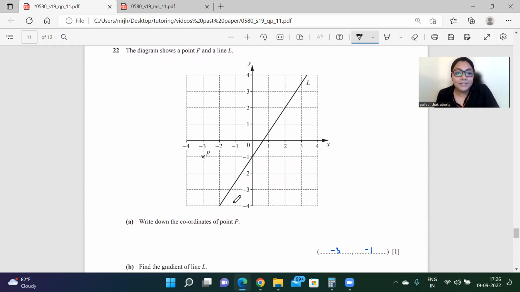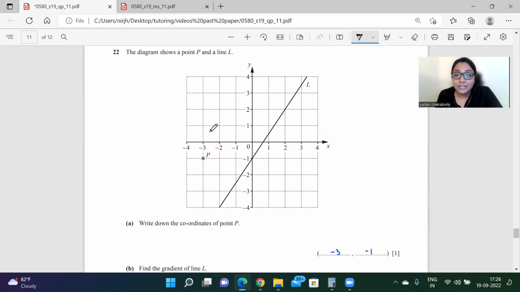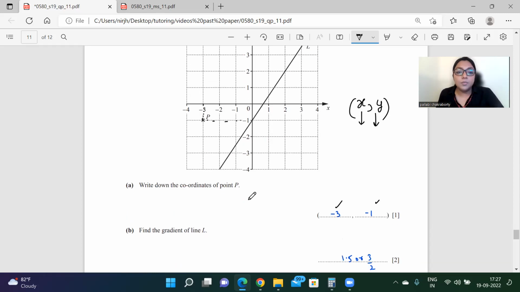Moving on, next figure, we have point P, which is given on a line, and there is a line L. So we have the coordinates. Now, how do we measure coordinates of any given point on a coordinate plane? We always keep the x-axis first, then the y-coordinate. So x coordinate and y coordinates, and that is how we name any point on a graph. So we have P. If you look at the x coordinate, it is -3 and the y coordinate is -1.